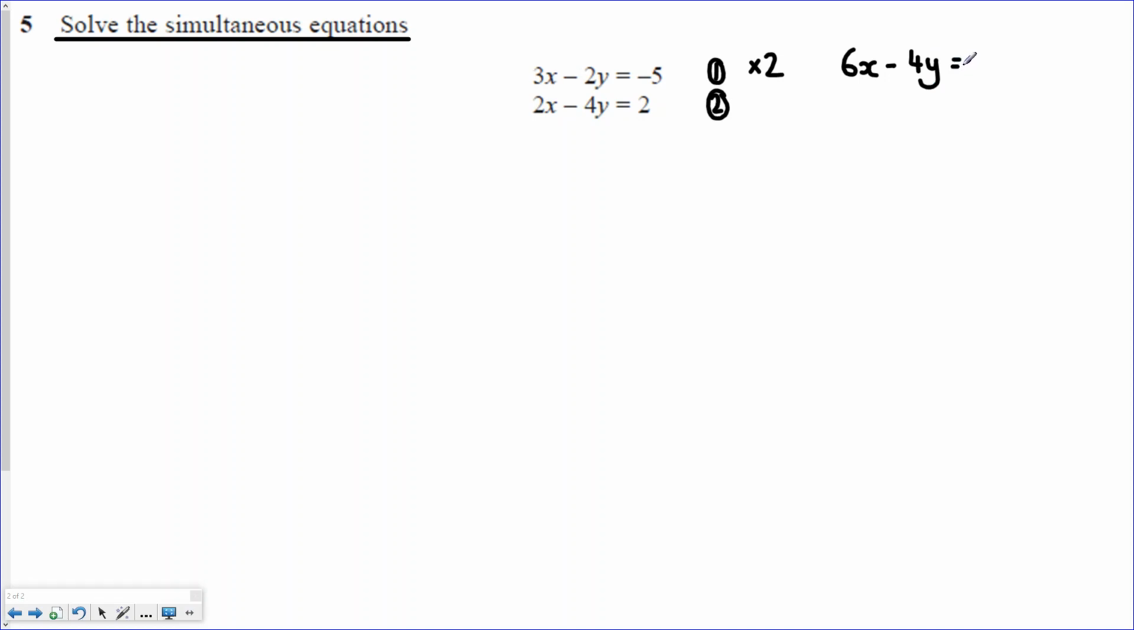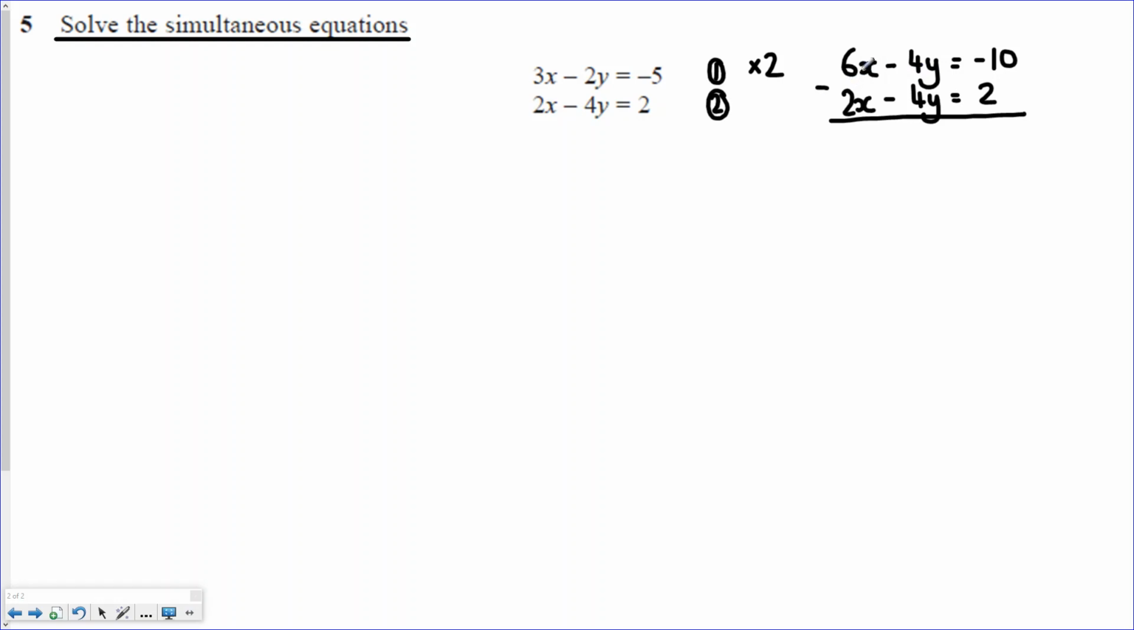And please do not forget to multiply the number. Minus 5 times 2 will give me minus 10. Equation 2 will remain the same: 2x minus 4y equals 2. Now, if I subtract these equations, you have a choice, you can either add the equations or subtract the equations, but I'm choosing to subtract the equations.